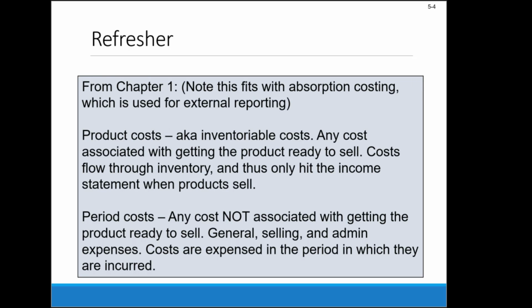So another quick refresher from Chapter 1 here. Product costs for our purposes, also known as inventoriable costs, are any costs associated with getting the product finished and ready to sell. Remember, those costs flow through the inventory accounts, and so they only hit the income statement when the products are actually sold. Period costs, on the other hand, were any costs that were not associated with getting that product done and ready to sell. So for us, that was primarily our general selling and admin expenses. And note that those costs were expensed, so they hit the income statement in the period in which they were incurred. So they weren't tied to any timing as far as sales of goods.